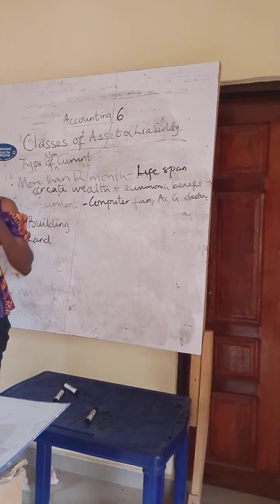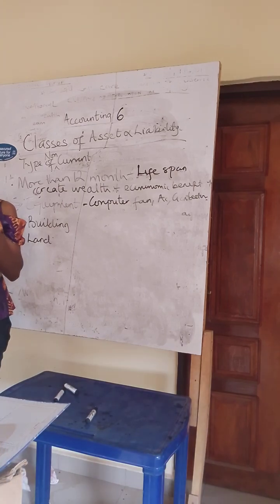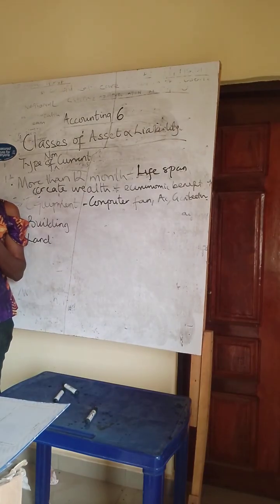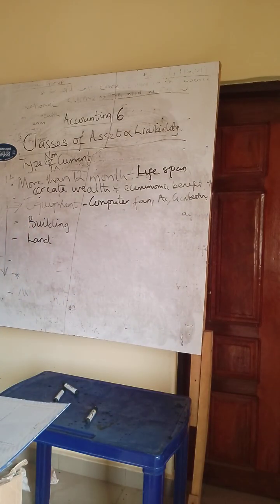Using that building to work to create wealth. That is the place where you do your business. People come into your shop, they come into your place, and because of the place they can locate you. If you're not in a space, where would they see you? You understand? So these are examples of non-current assets.